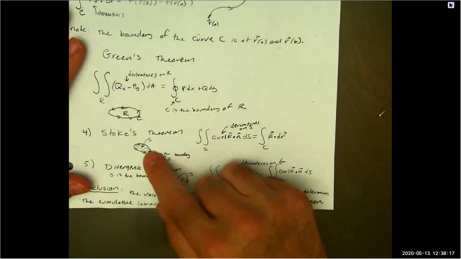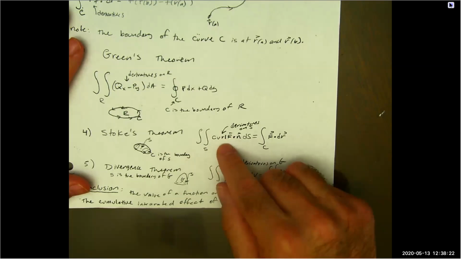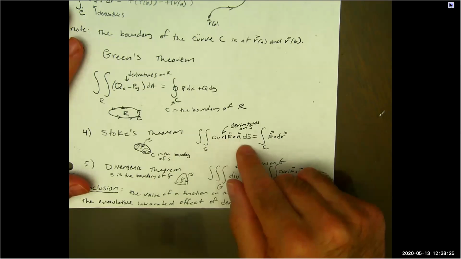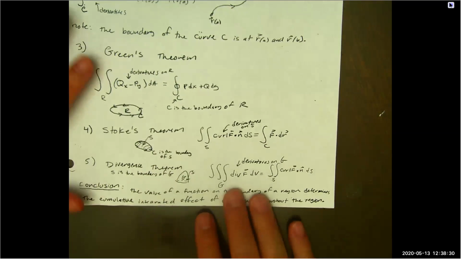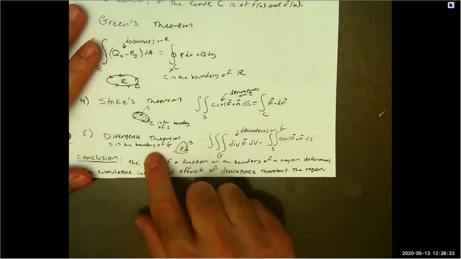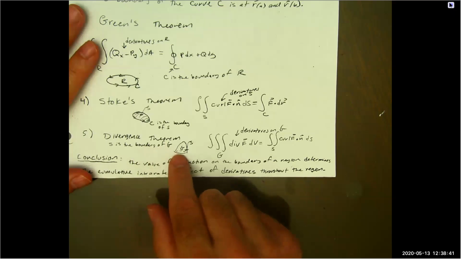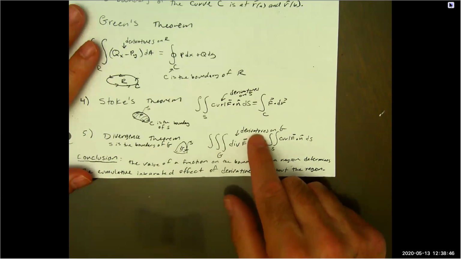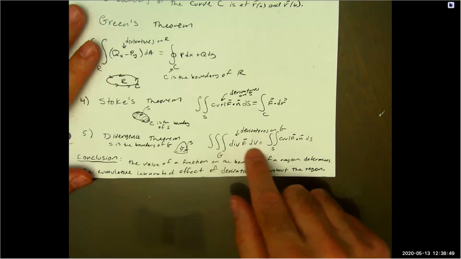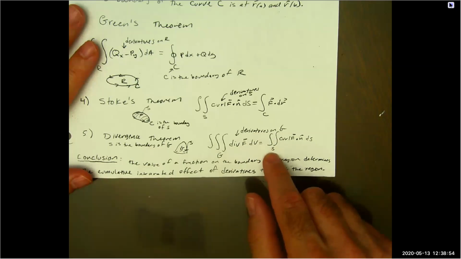Stokes' theorem, we have the surface, and C is the boundary curve. So here we have the curl that has derivatives in it, dot n, and that's equal to the line integral over the boundary curve. And then we have the divergence theorem. So the divergence theorem, S is a surface that's the boundary of the solid G. And then we have the divergence of F, there's certainly derivatives in that, over G is equal to F dot n over the boundary, which is S.